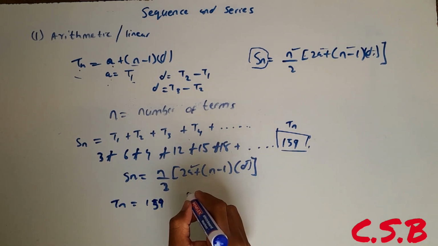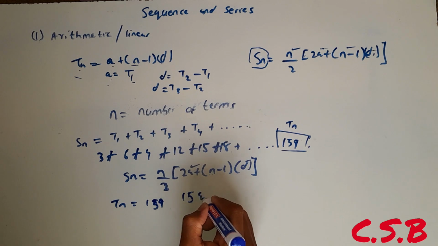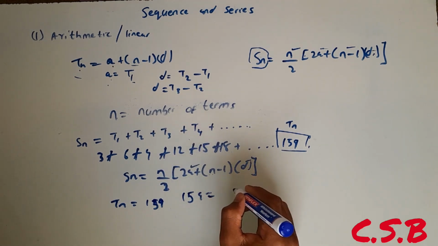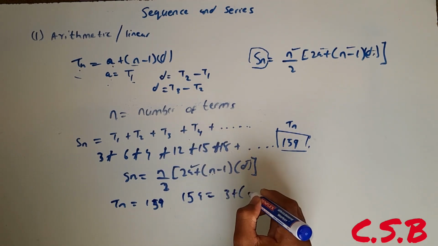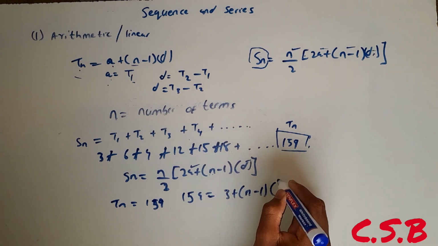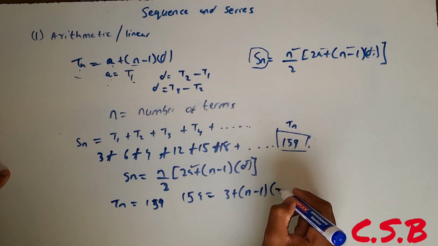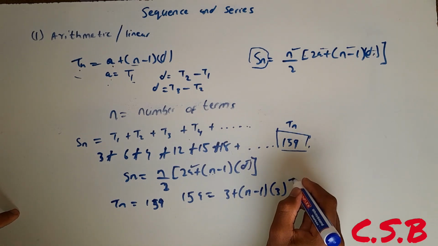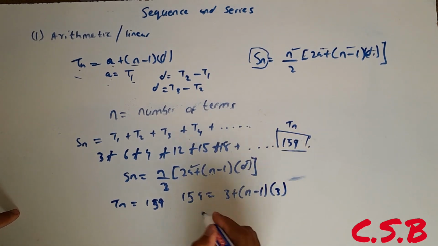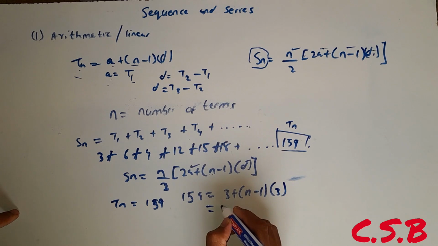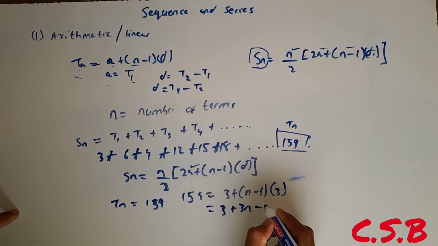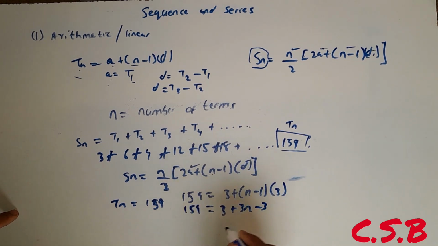So this is the same as 159 is equal to a plus (n minus 1) d, where d was 3 if I'm not mistaken. So we need to solve for this. It is 3 plus 3n minus 3 equals 159. Then this cancels out, then we're left with 3n equals 159, divided by 3, then our n equals 53.